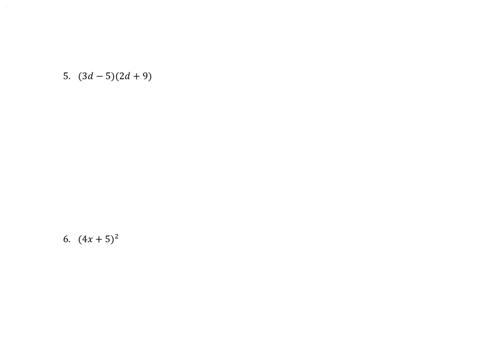For number 5, we're going to be multiplying these two things together. So we have two binomials multiplied together. That means you're going to use the distribution property over and over until you distribute everything from the first part to everything in the second part. When you're multiplying binomials, a lot of people remember it as FOIL. So the first, the outer, the inner, and the last. But really all you're doing is distributing.